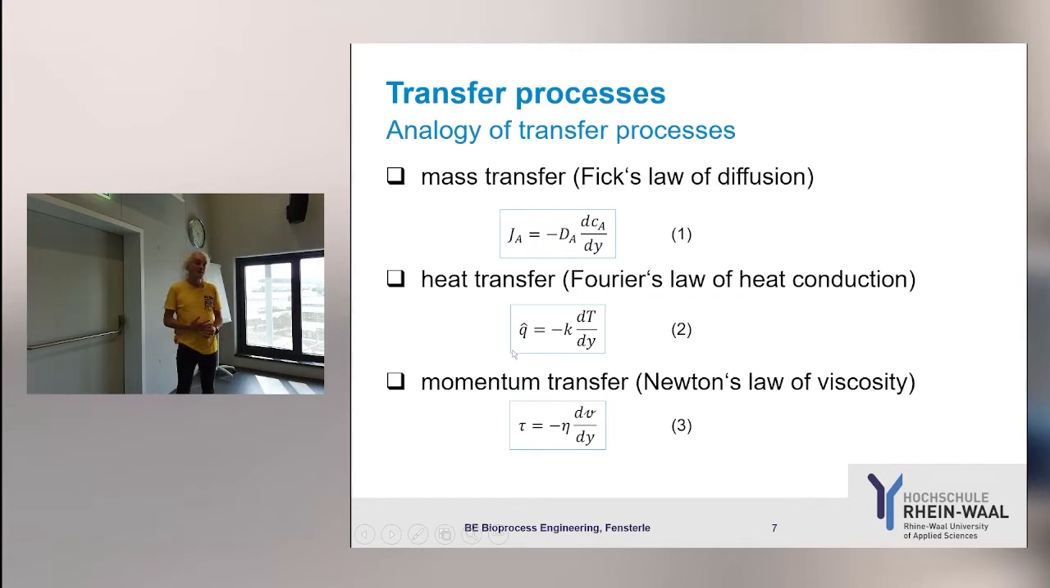Why is momentum transfer a bit of a problem? The problem with momentum transfer is it's getting very fast, very complex, because these laws here don't take into account the dimension.